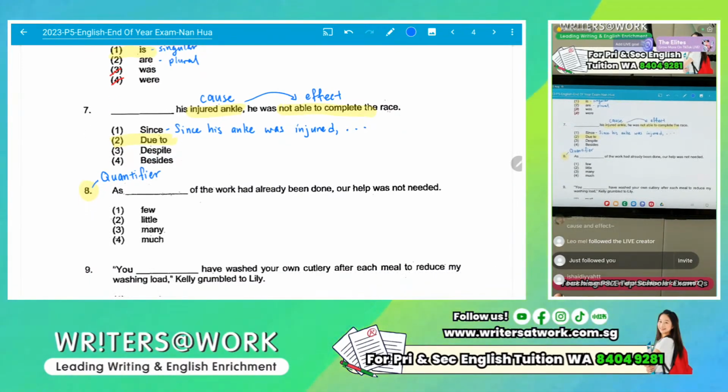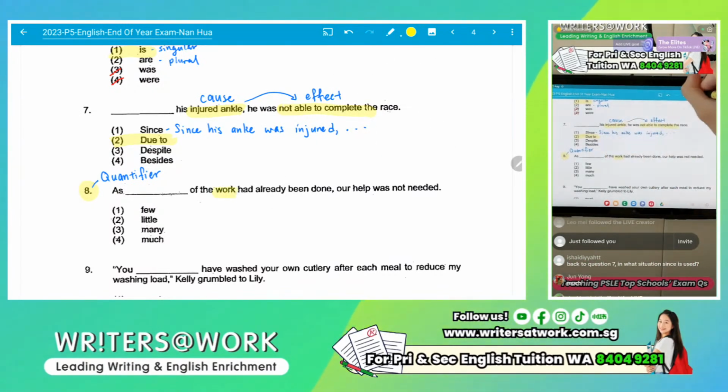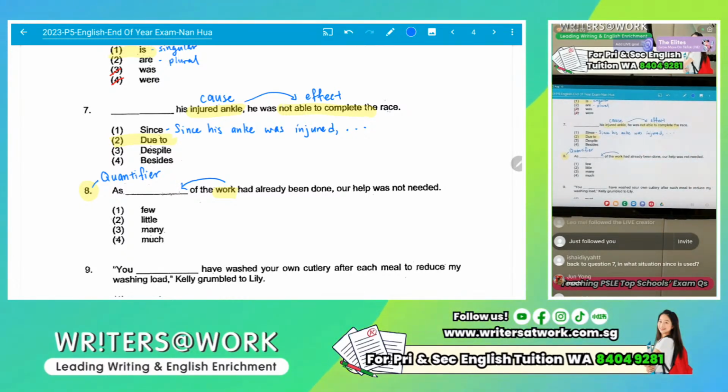Okay, question 8. So back to a quantifier question over here. As blank of the work had already been done, our help was not needed. In this case, you're looking at the noun work. First off, work as the noun. Is it countable or uncountable? Is this a countable or uncountable noun?